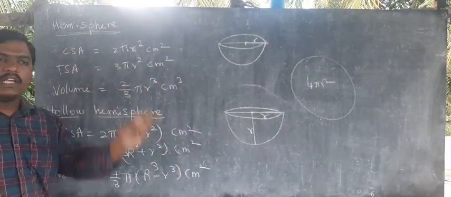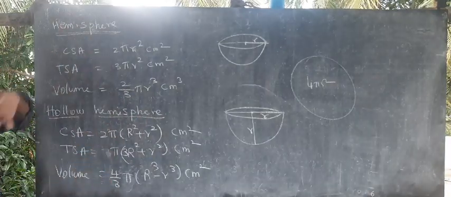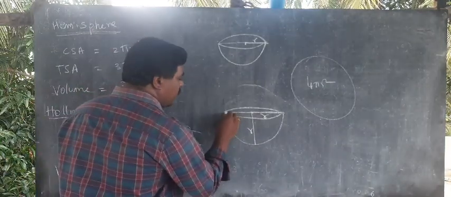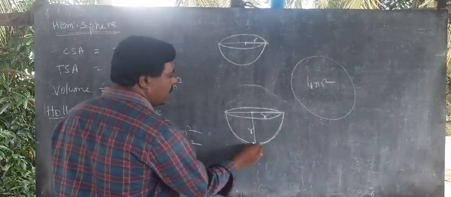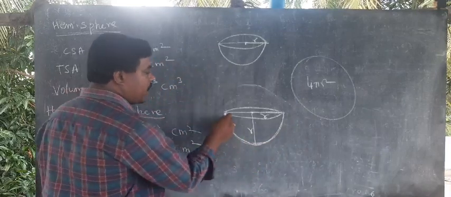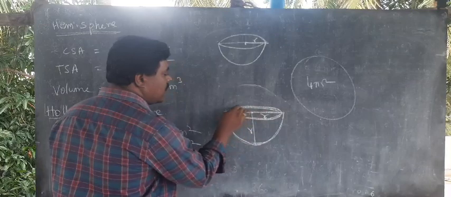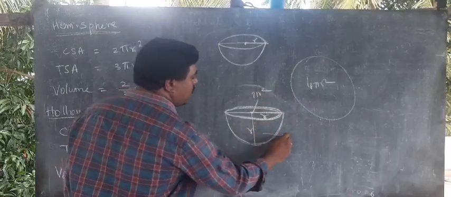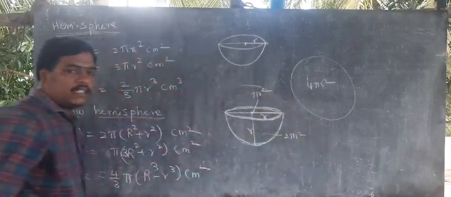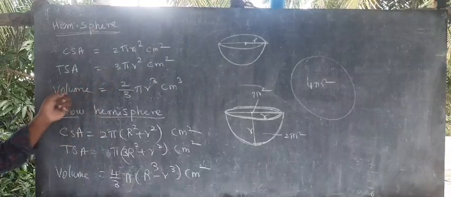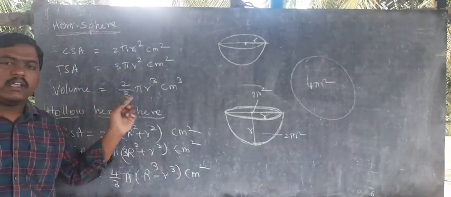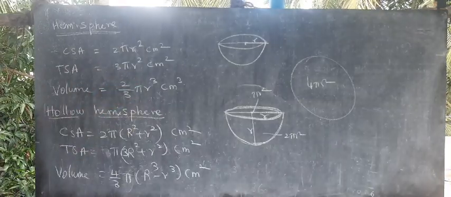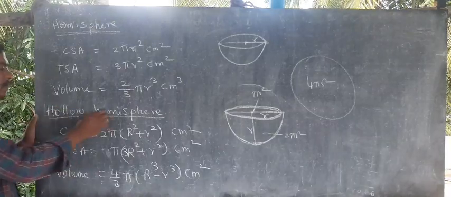No need to memorize the hemisphere; from the sphere we are taking the hemisphere. And the TSA is 3 pi r square. Why 3 pi r square? Half of the region is 2 pi r square, but for TSA we also have the top, which is the area of a circle, pi r square. So totally 3 pi r square. Volume of a sphere is 4 by 3 pi r cube. Hemisphere is half only, so 2 by 3 pi r cube.